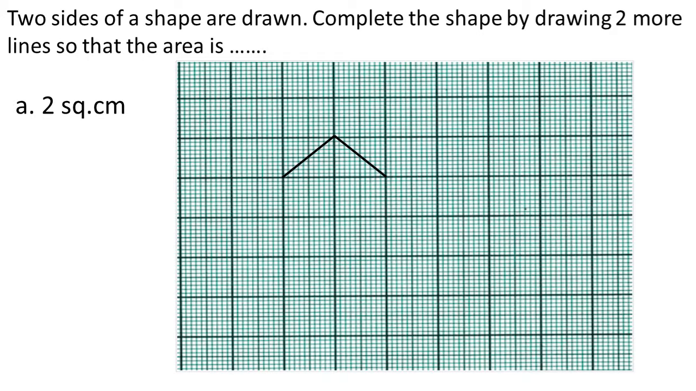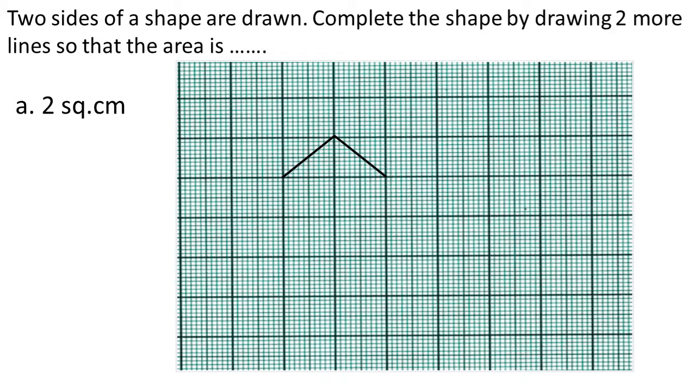Okay, let us see another interesting point. Another interesting point is that two sides of a shape are drawn. Here you can see a graph on the screen and I have already drawn two sides. Complete the shape by drawing two more lines so that the area is, first one, 2 square centimeter. Now we have to draw two more lines and join this shape, complete this shape, and after completion the area should be 2 square centimeter.